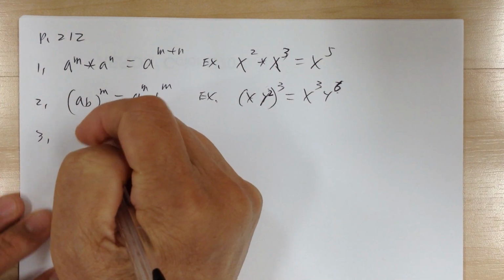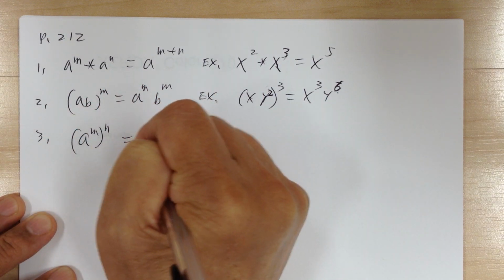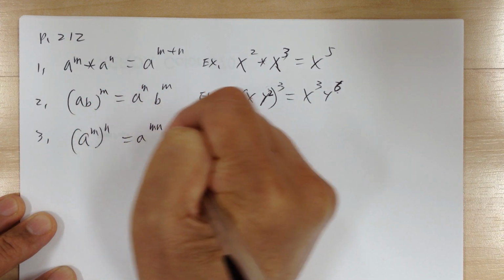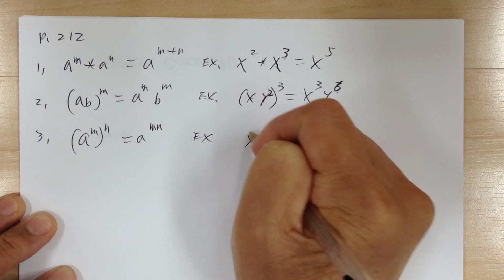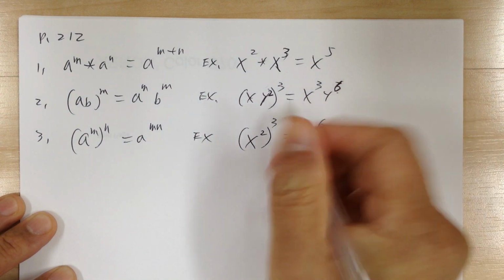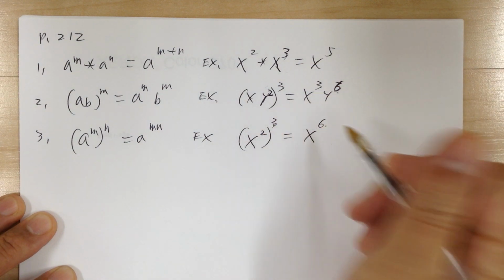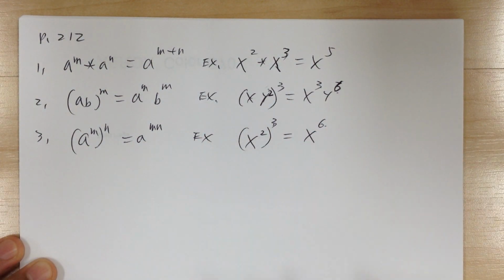Example 3, if you have a to the m to the n, this will equal a to the m times n. An example of that would be if you have x squared to the 3, this will equal x to the 6. You multiply. 3 times 2 gives you 6. So we already covered these 3 laws already.